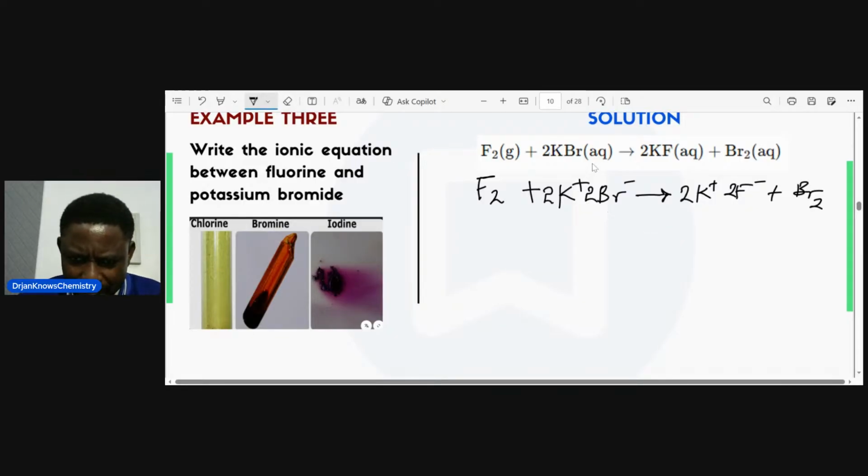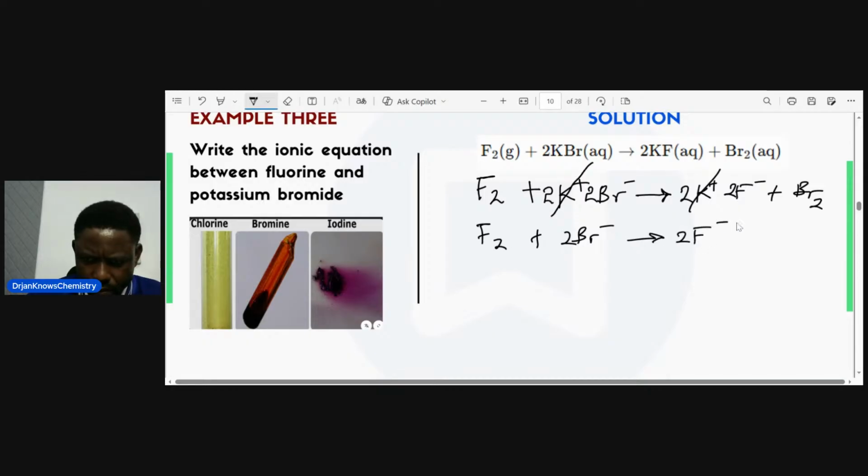You will see that the K plus ions are the same on both sides. Just cancel them that way, then write whatever is left: F2 plus 2Br minus will give you 2F minus plus Br2. All right, so I can as well split these into two.